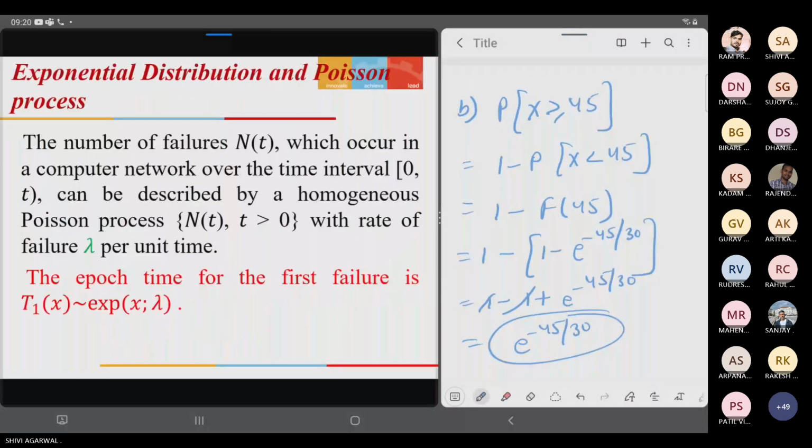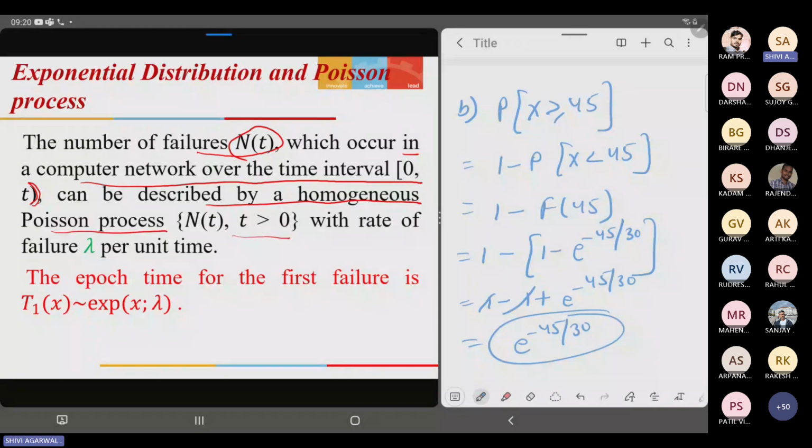Okay. Next is exponential distribution and Poisson process. Poisson process you have done in the discrete case. So exponential distribution is used in the combination of the Poisson process as well. Okay, so the number of failures N(t) which occurs in a computer network over the time interval 0 to t can be described by homogeneous Poisson process N(t), t greater than 0.